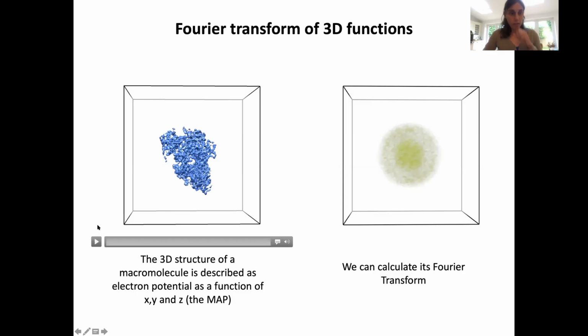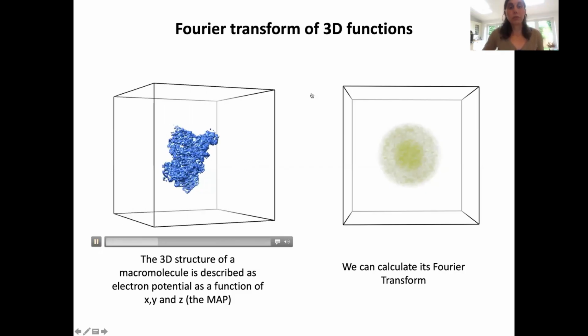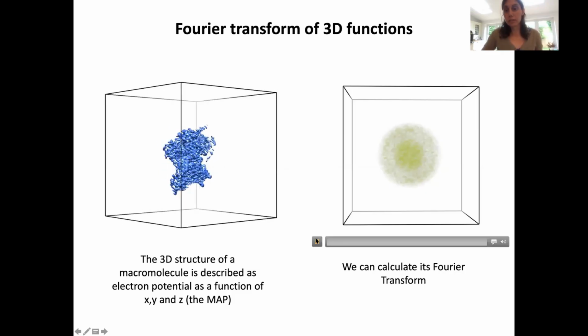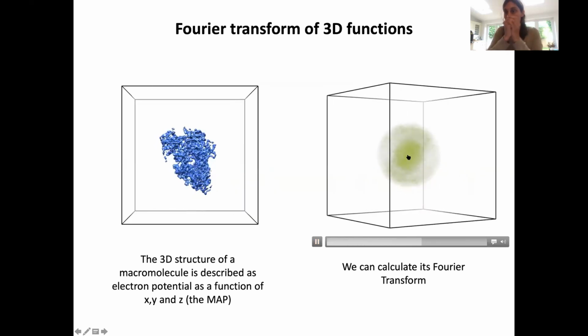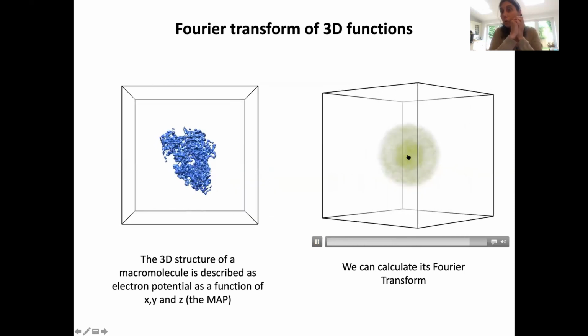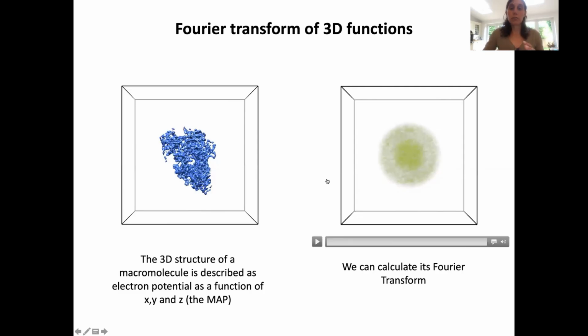So if we have a reconstruction, that's nothing else than a function of x, y, z. We have an electron potential as a function of x, y, z. For example, this is a map of a protein, and this is its Fourier transform. Again, the low resolution information is close to the center of the cubic box, and the high resolution information is close to the edges.